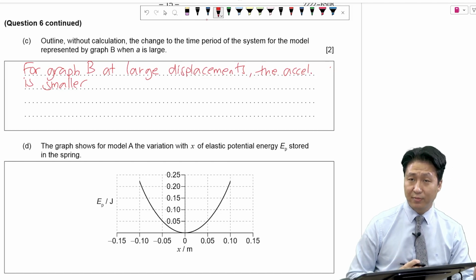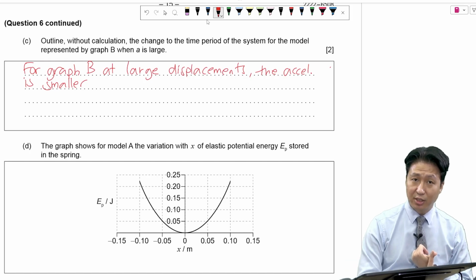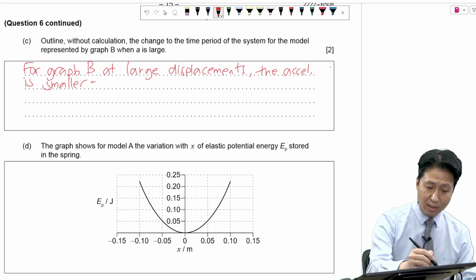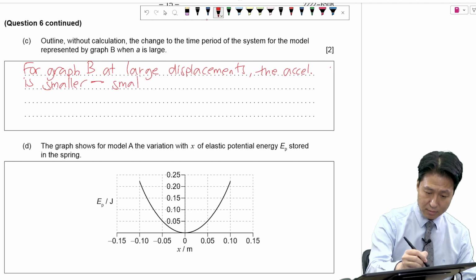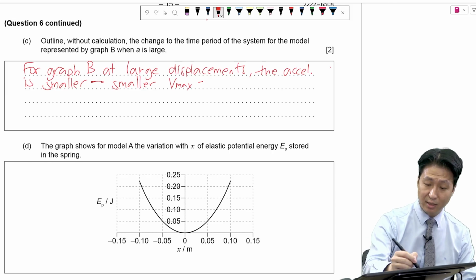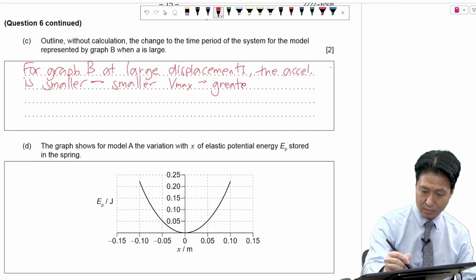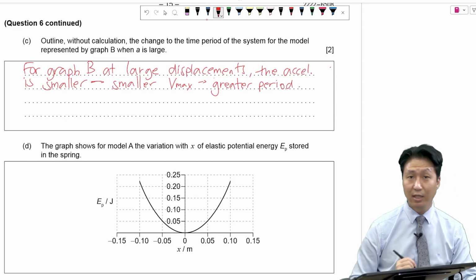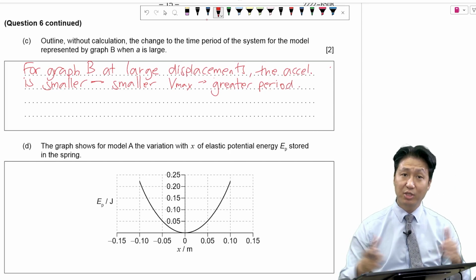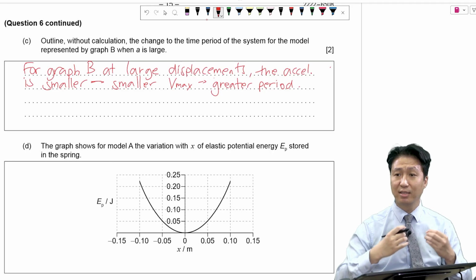What would that do to the period? A smaller acceleration means you have a lower change in velocity, or smaller maximum velocity. And that means it takes longer, so a greater period. It takes longer to get to the equilibrium position because you have smaller acceleration, which means smaller maximum velocity.